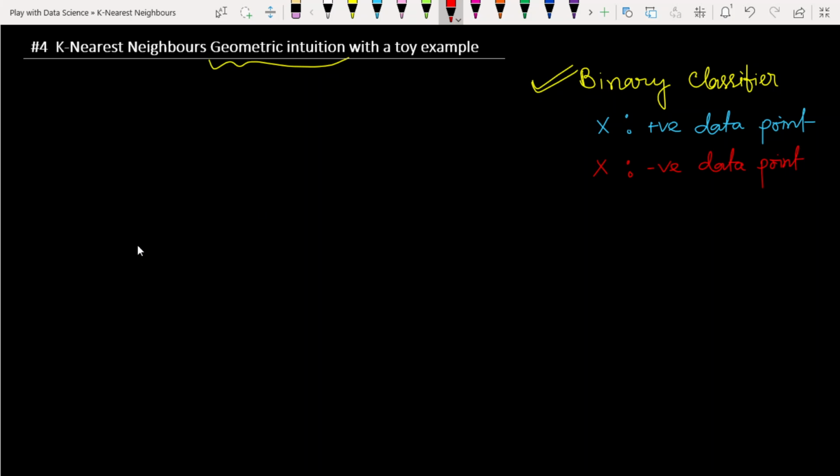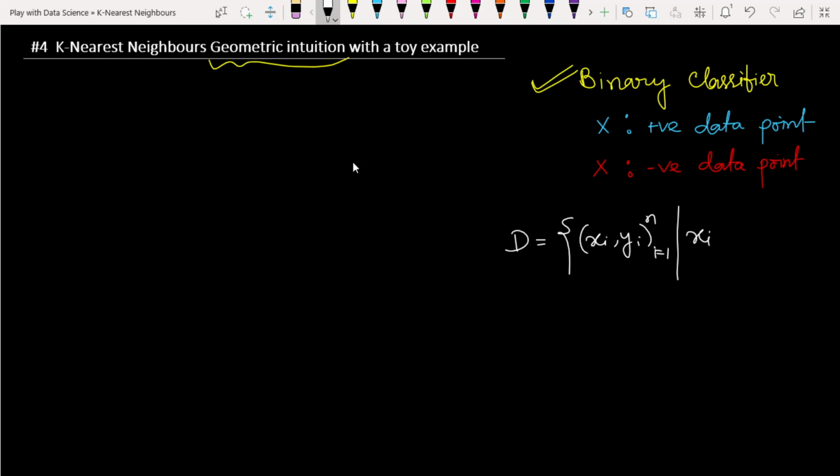This is the kind of binary classifier we have seen. Let's take our data set to be D equals xi, yi. Xi means our feature vector, and yi means the corresponding output of this feature vector. Suppose the number of data points in our training data set is n, so i will be 1 to n.